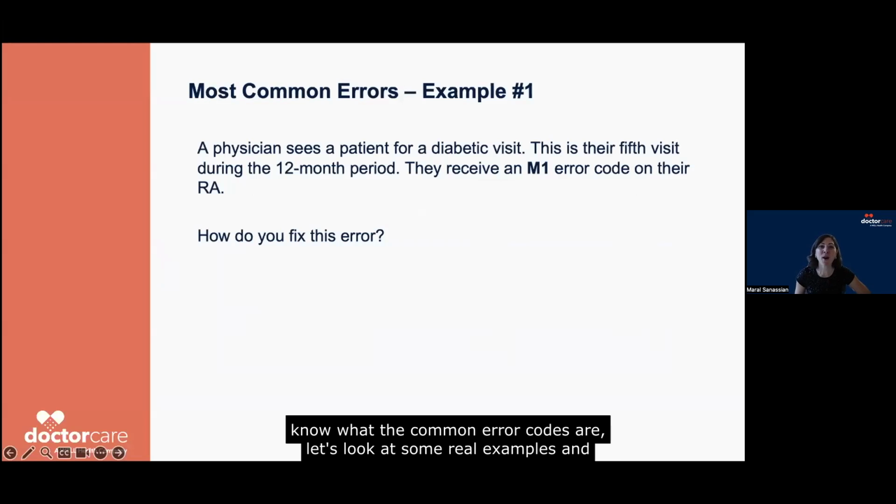Now that we know what the common error codes are, let's look at some real examples and when they occur. A physician sees a patient for a diabetic visit. This is their 5th visit during the 12-month period. They receive an M1 error code on their RA. How do you fix this?